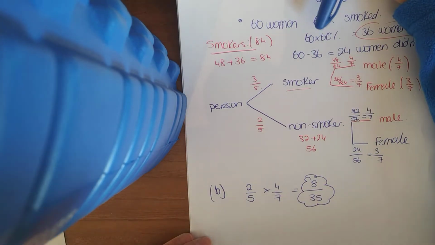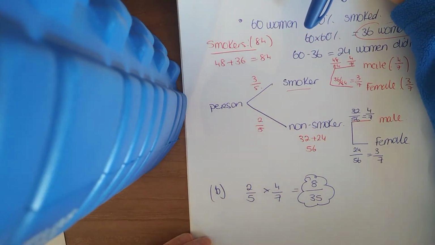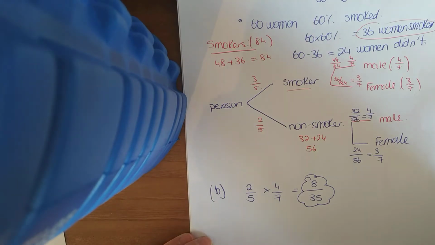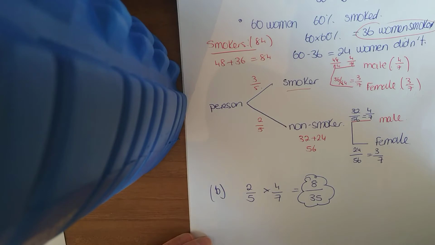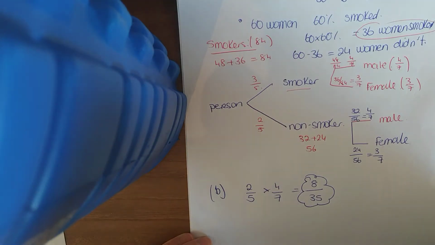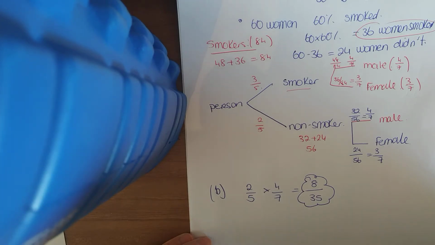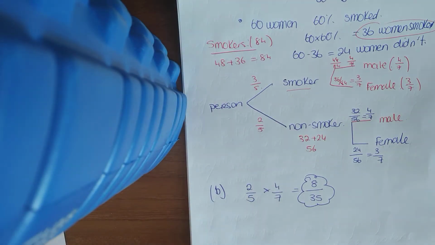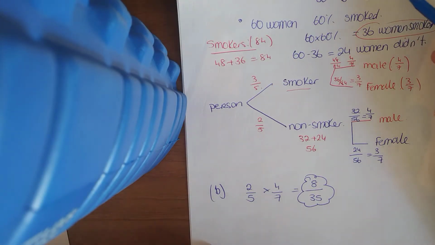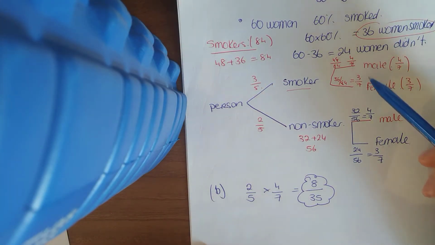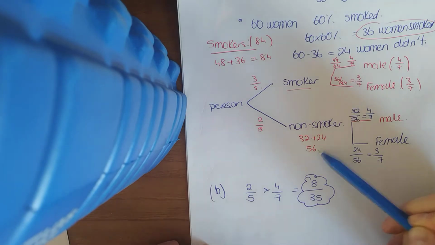The next bit of it, let's see, part C. 75% of the non-smokers have never smoked. 50% of those who have smoked are males. How many females were smokers? Good God, what the hell is this saying? 75% of the non-smokers never smoked. Let's see, so non-smokers, we said there was 56 non-smokers.